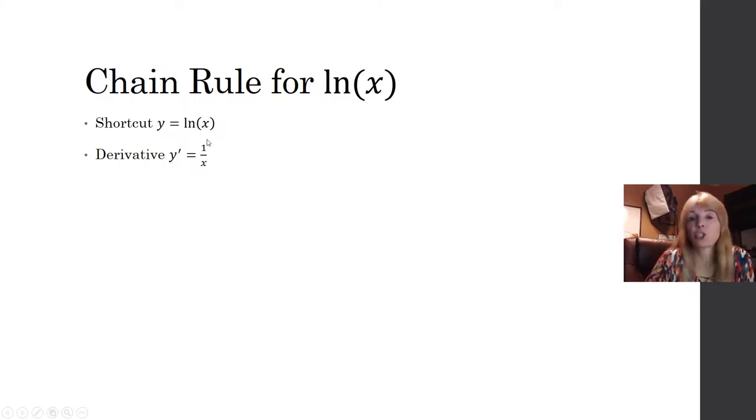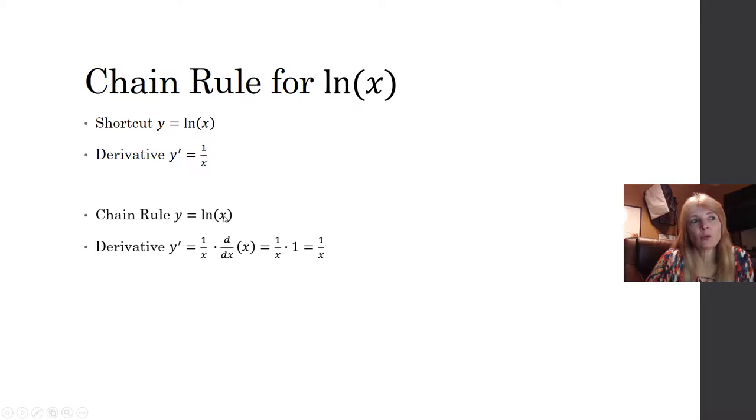This is really a chain rule. If you think about it, it's a linear function x inside an ln. So the chain rule says take the derivative of the outside, which is 1 over x, but then you should also be taking the derivative of the inside. It just so happens the inside derivative is 1. But technically, these are chain rules.